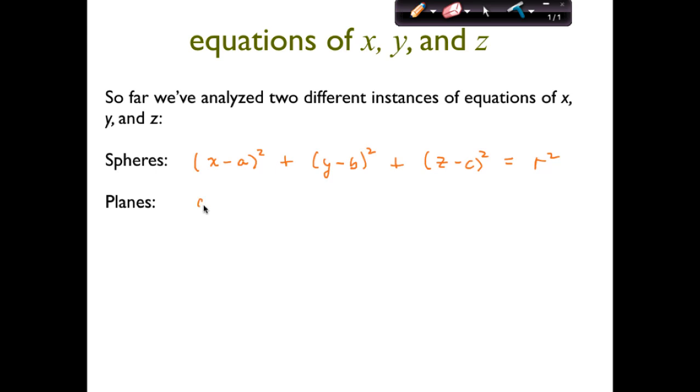Plane: ax plus by plus cz equals d. Or we had the point-vector approach, a times x minus x naught, etc. What's ABC in this? Is it the center of the plane? That's the orthogonal vector, right? The normal vector. The normal vector is the plane.